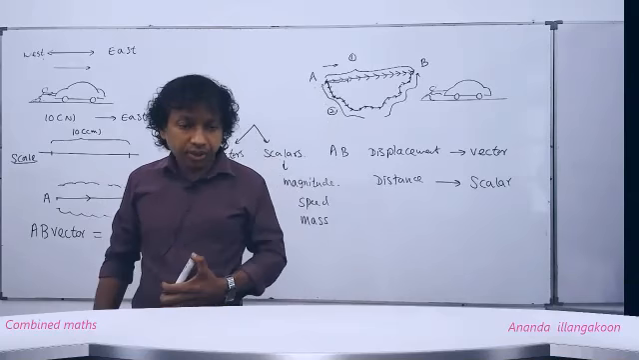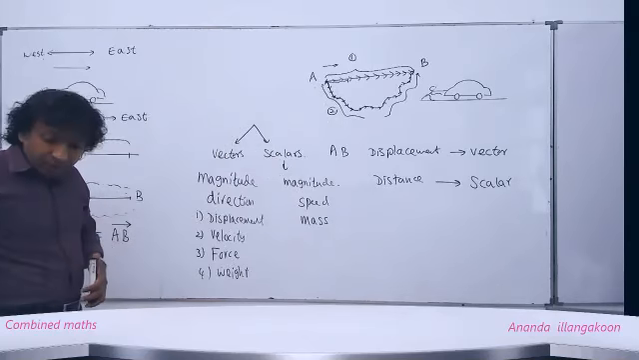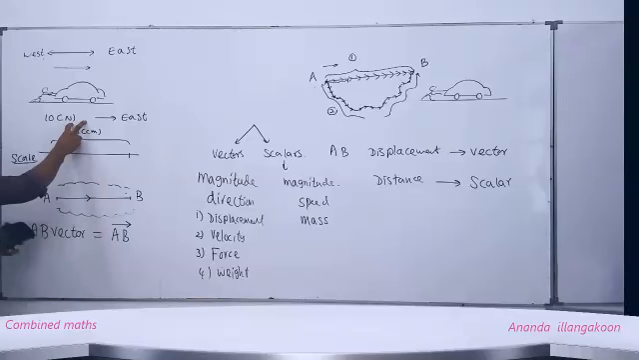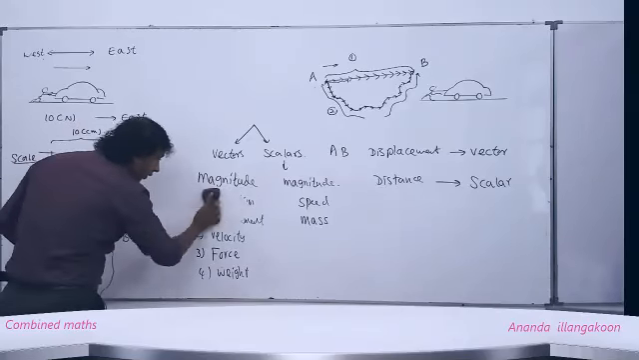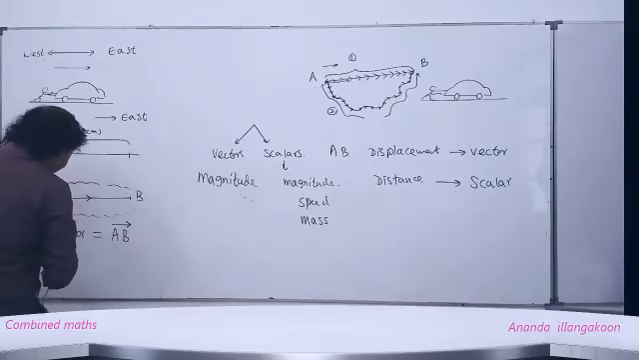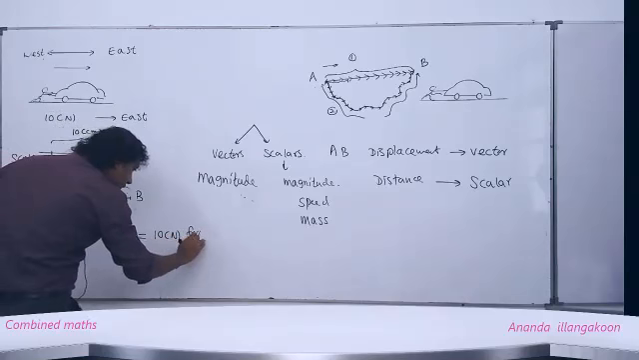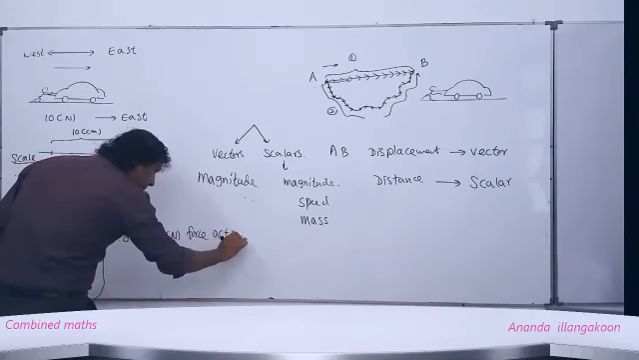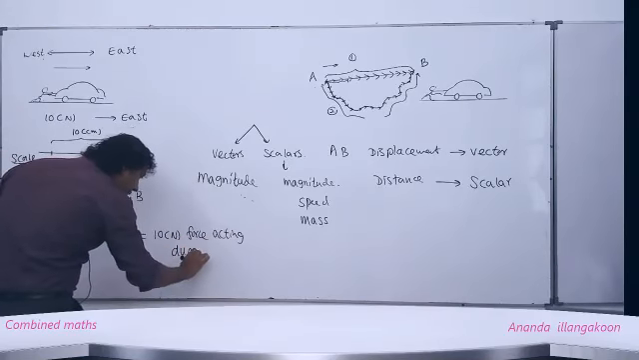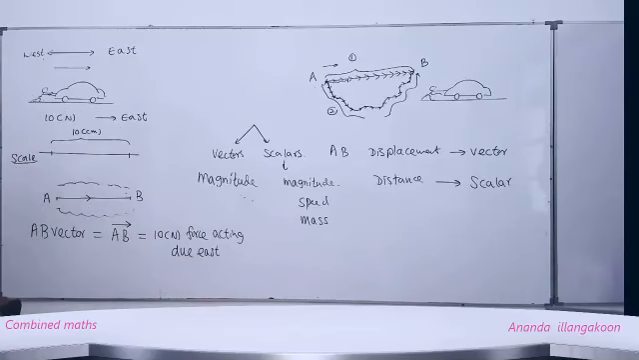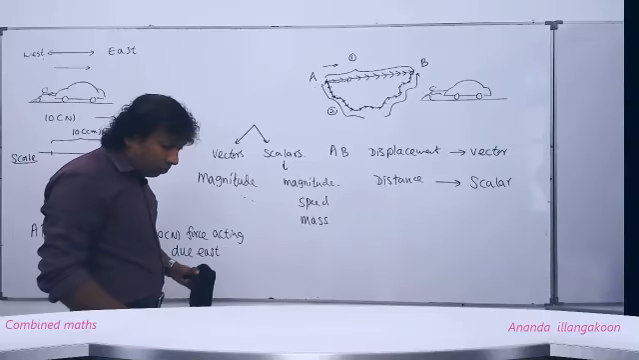Now, the next thing is this AB vector. We can use this to represent the 10 Newton force acting due east. So this AB vector is representing a 10 Newton force acting due east.